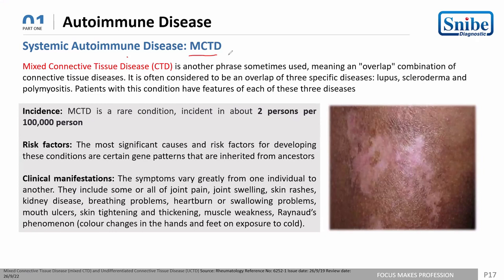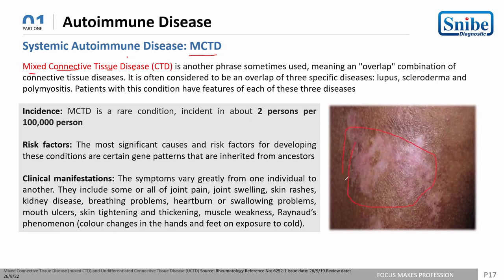MCTD. What is MCTD? It's mixed connective tissue disease, sometimes used to mean an overlap combination of connective tissue diseases. So this is a very complex disease. It's considered to combine three specific diseases: lupus, scleroderma, and polymyositis. Patients with this condition have features of each of these three diseases. Mixed connective tissue disease is a rare condition, with an incidence of about 2 per 100,000. The clinical manifestations of MCTD are here.